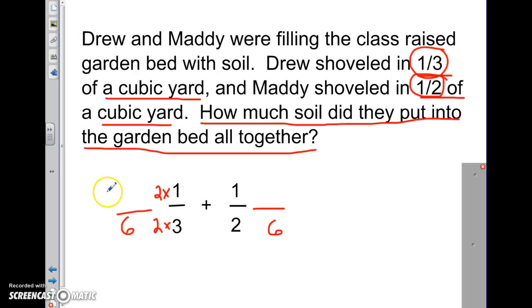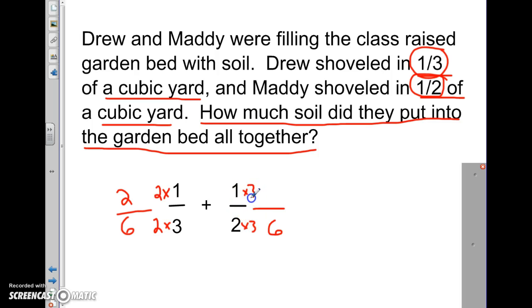So 1 times 2 is going to be 2. So that means 1/3 is the same amount as 2/6. It's the same value. Then 1/2, how do I change 2 to 6? I'm going to multiply it by 3, which means I have to do what on the top?